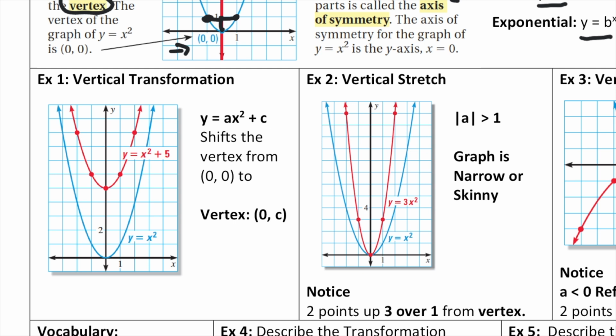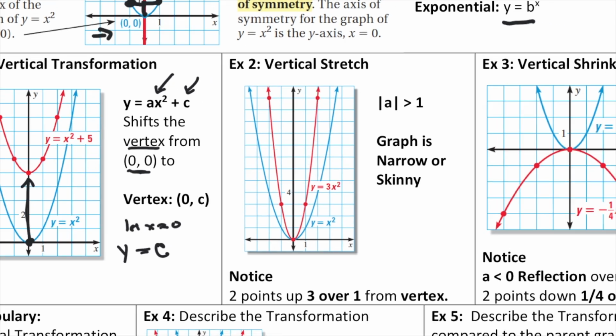If we have y equals ax squared plus c, we're going to shift the vertex, which was at 0, 0, to 0, comma c. Because if you let x equal 0, then the new value for your y is c. So this is a vertical transformation. It moves the parent function upwards. Now, if your c is negative, it moves it downwards.